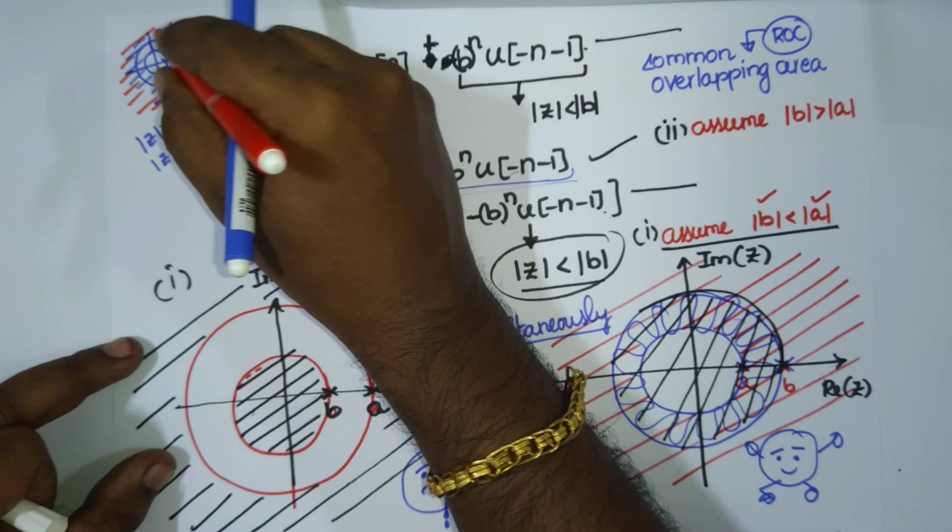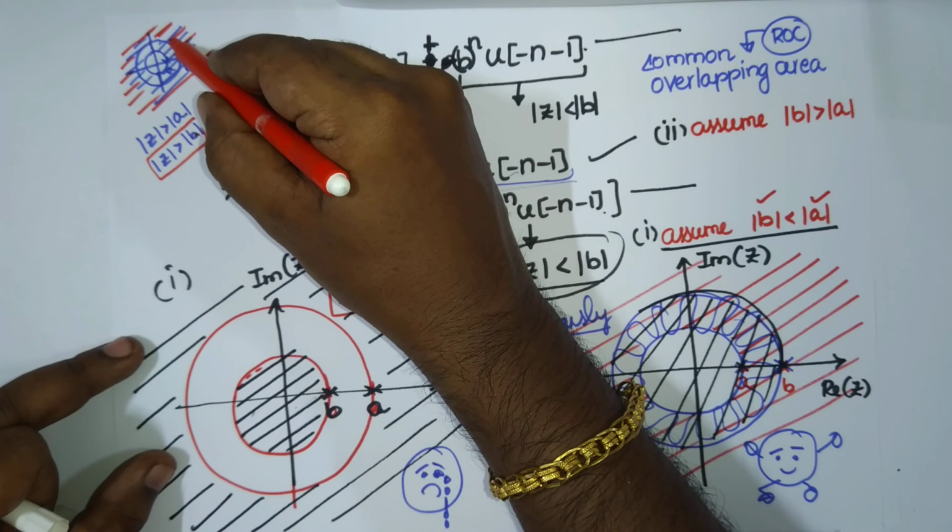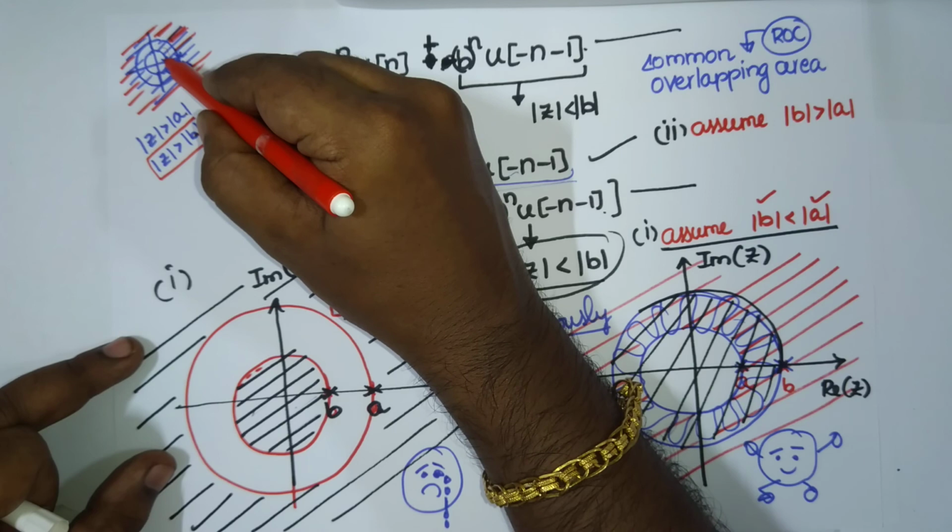Beyond. Okay. Now which one do you think is correct? So which one, who will win the race? Mod Z greater than A or mod Z greater than B? Of course, mod Z greater than B, because see, I have both red lines and blue lines here in the region. But here I'm finding only blue lines. Here, of course, nothing. So I require overlapping area every time.